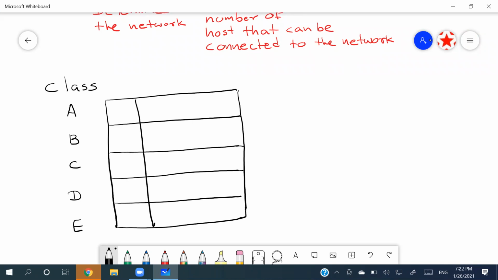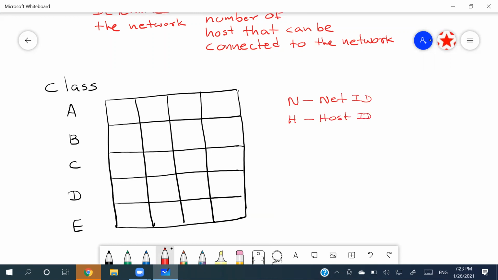So if I divide this into the octets, right? And I'm going to mark which are going to represent the net ID and which are going to represent the host ID. So for net ID, I'm using N to represent net ID. H is to represent host ID.